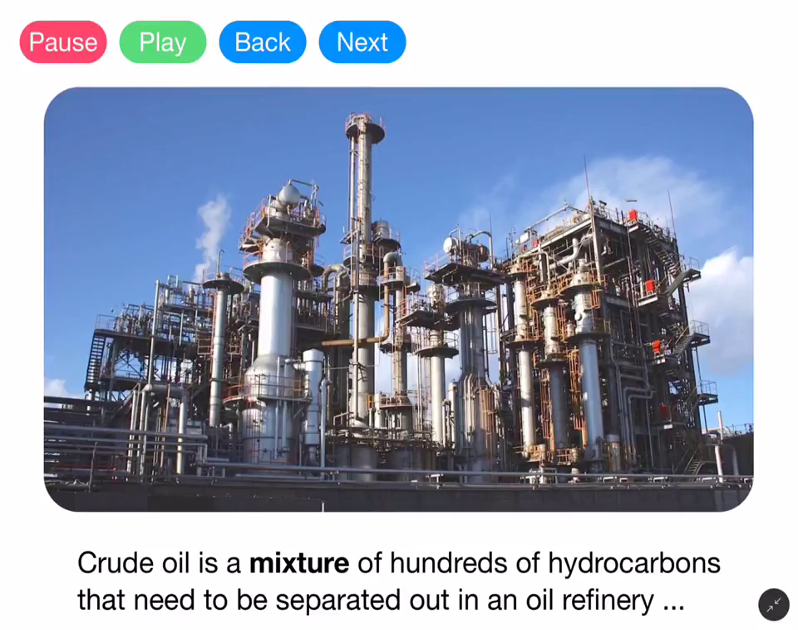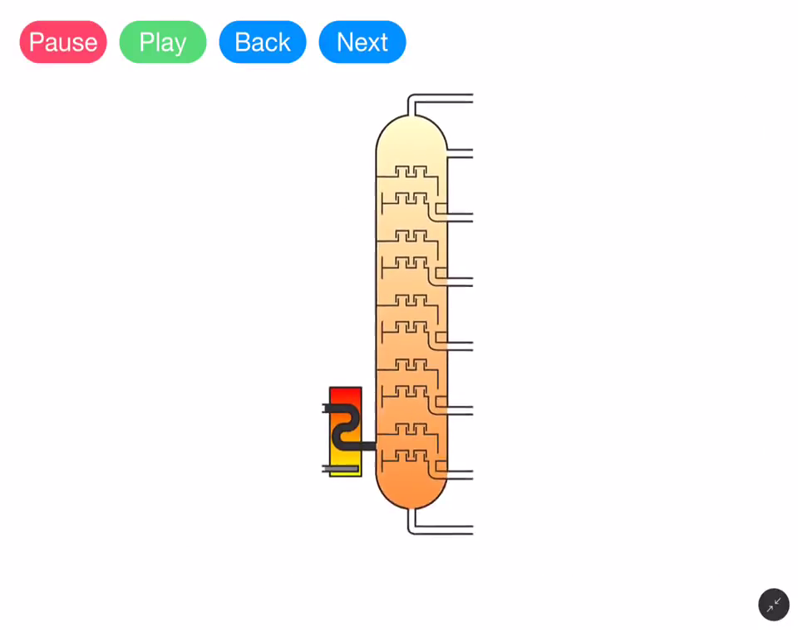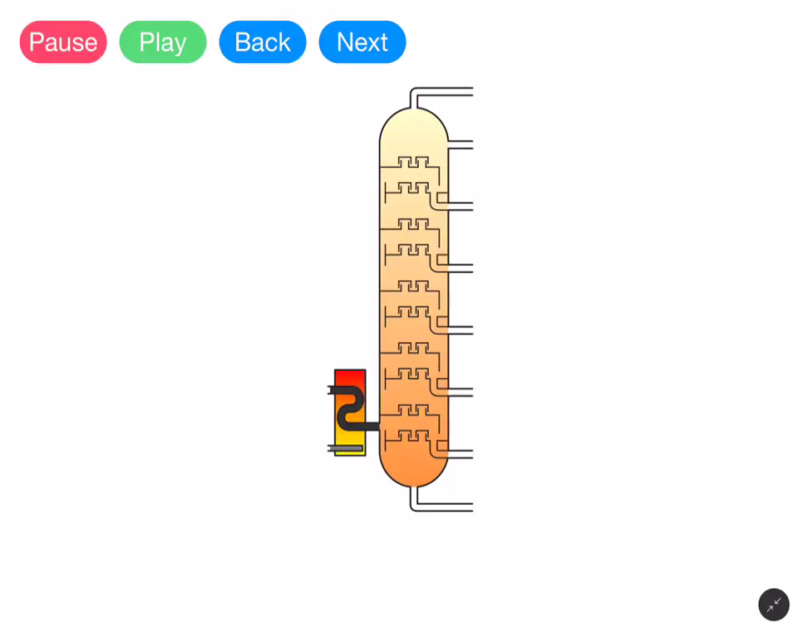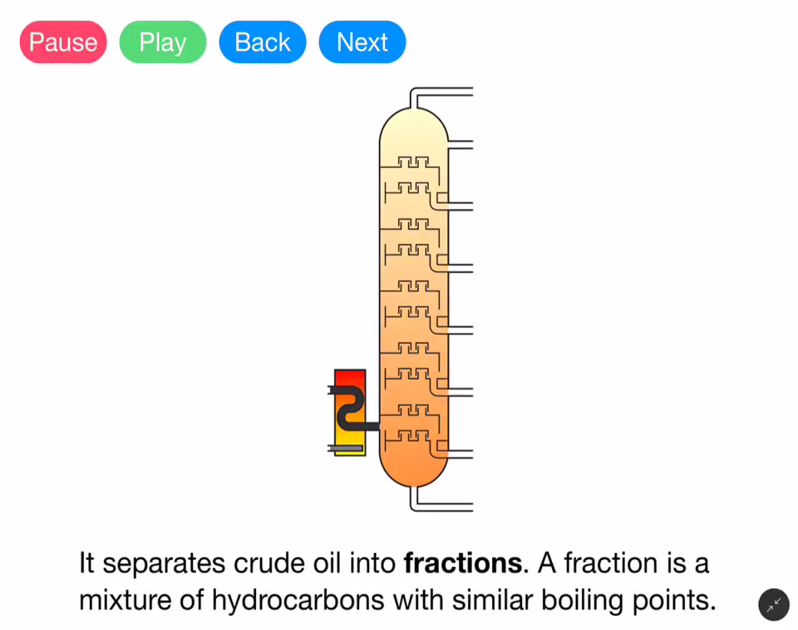This process takes place in a fractionating column, one of the tall cylinders in the photo here. A fractionating column is also called a distillation column. Distillation is a means of separating out this mixture of different substances by boiling them and then condensing them at different positions up the column. Hydrocarbons of very similar sizes condense at a similar temperature and are collected as a smaller mixture. These groups of similar hydrocarbons are called fractions.